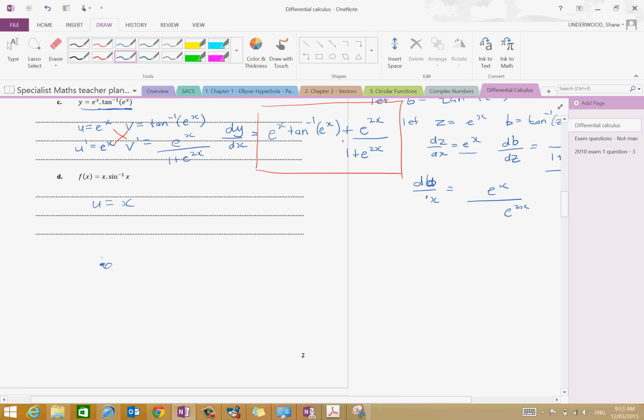Now this time, going to do the same thing. U is equal to x, v is equal to inverse sine of x. Given the last one, we probably shouldn't even have to do this one, but I'll do it really quickly. U dash is equal to 1, v dash is equal to 1 on the square root of 1 minus x squared, and therefore we can say, leave it in the same notation, f dash of x is equal to inverse sine of x plus x over the square root of 1 minus x squared. Are we okay with that?